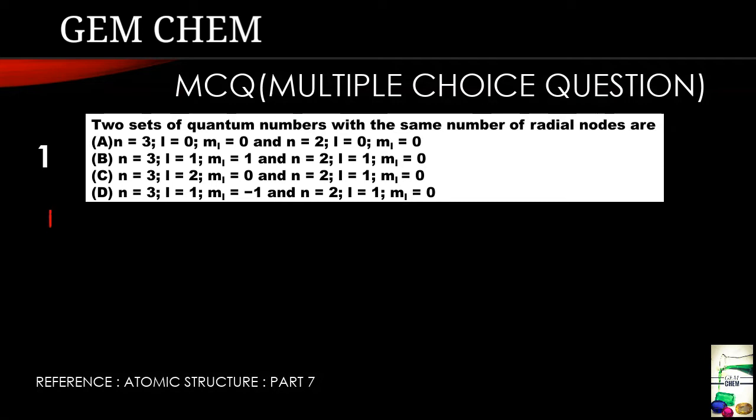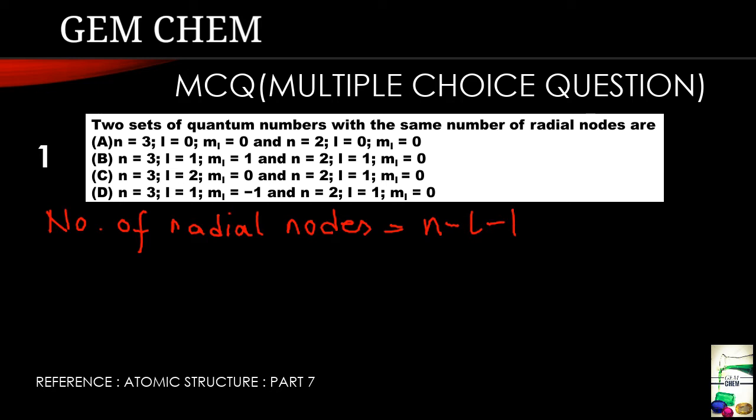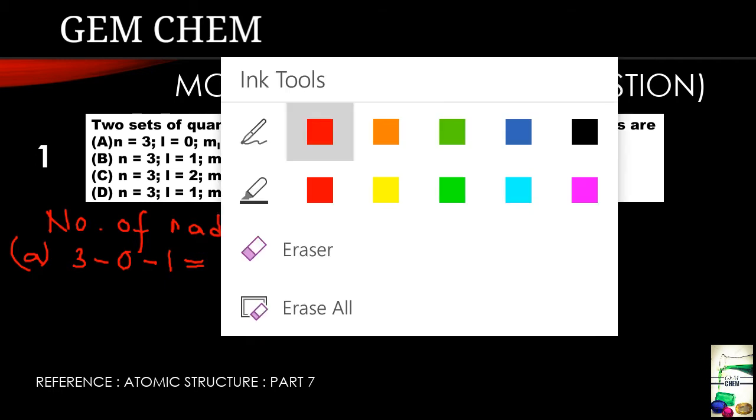To find out the number of radial nodes, the basic formula is n minus l minus 1. Very simple formula, it is n minus l minus 1. Now if we check for the first one, the value of n is 3 and l is 0. So 3 minus 0 minus 1 is equal to 2. For the next one, it is 2 minus 0 minus 1, it is 1. So we can see that the value is not matching.